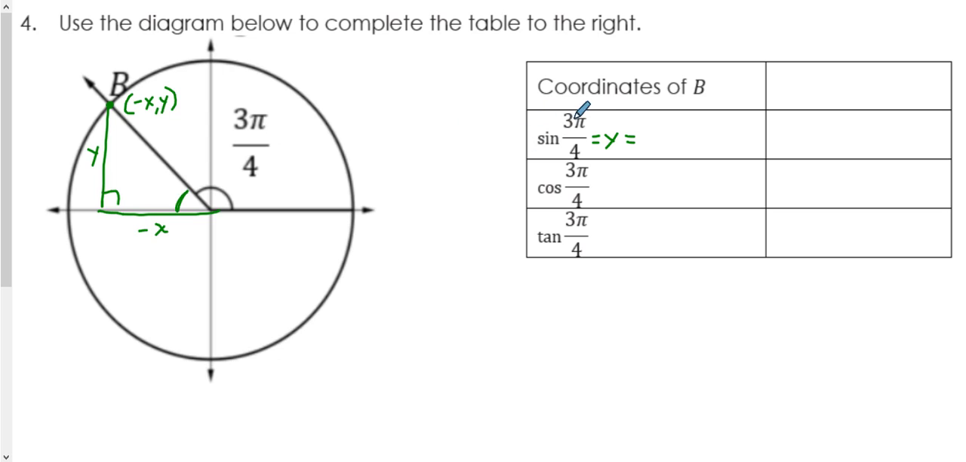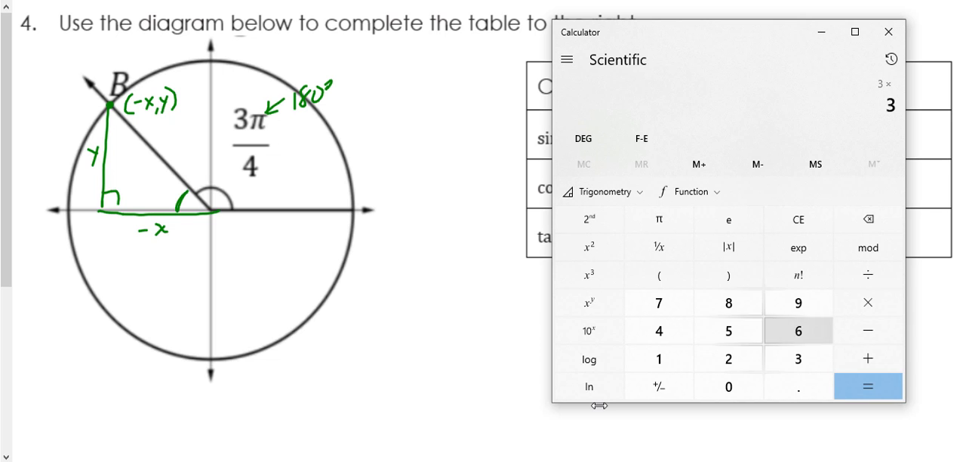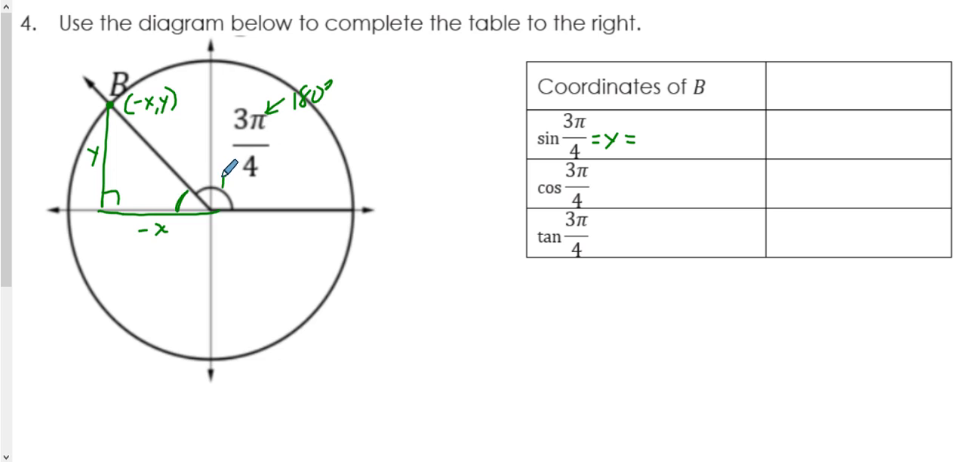Okay. So again, you're going to replace this with 180. Right. So we take our calculator out. 3 times 180 is 540 divided by 4. We end up with 135. So this angle here is 135 degrees. Now, if that angle is 135 degrees, we know all the way over to here is going to be 180. So if we do 180 minus 135, we find out that this angle is 45 degrees.